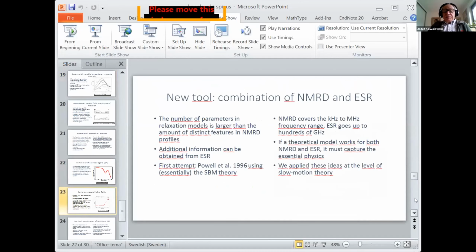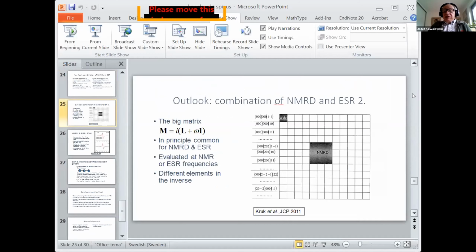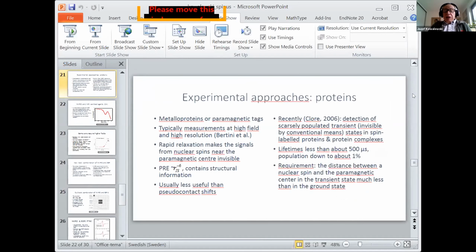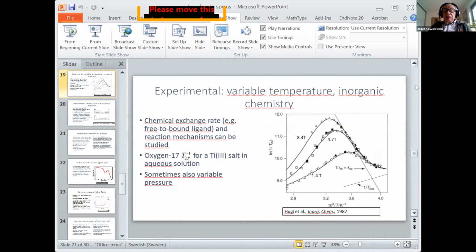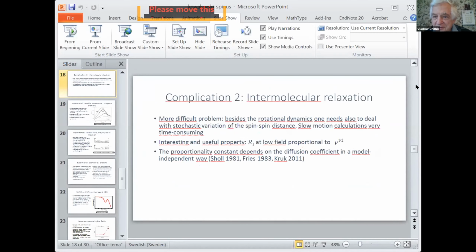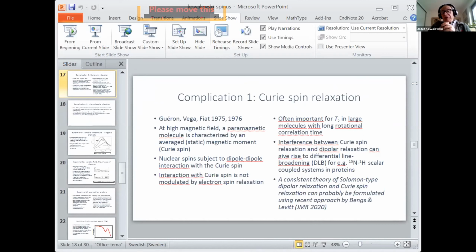Well, it is important in situations of slow motion. If you have big molecules such as proteins, with slow rotation, the slow rotation will make the Curie spin relaxation efficient. So if we have big molecules and viscous solutions, then you get a large broadening caused by Curie relaxation. For T1, probably Curie relaxation is not very important.